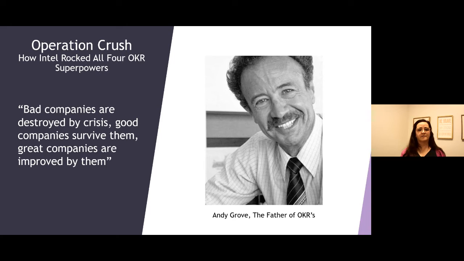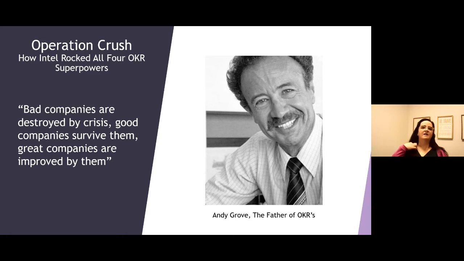And Andy Grove came into the Intel company one day and he said to everyone, I need everyone to understand that bad companies are destroyed by crisis, good companies survive them, and great companies are improved by them. And they were in a crisis situation. He knew that if they could not create a microprocessing chip and get it on the market within 30 days, they were done for. And so he introduced OKRs to his team. He said, we've got to break down the barriers. And that's where he came into play with breaking down silos.